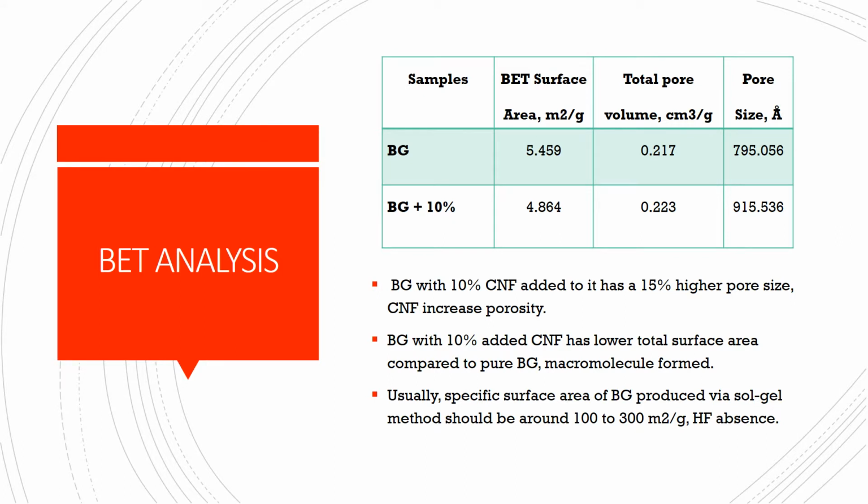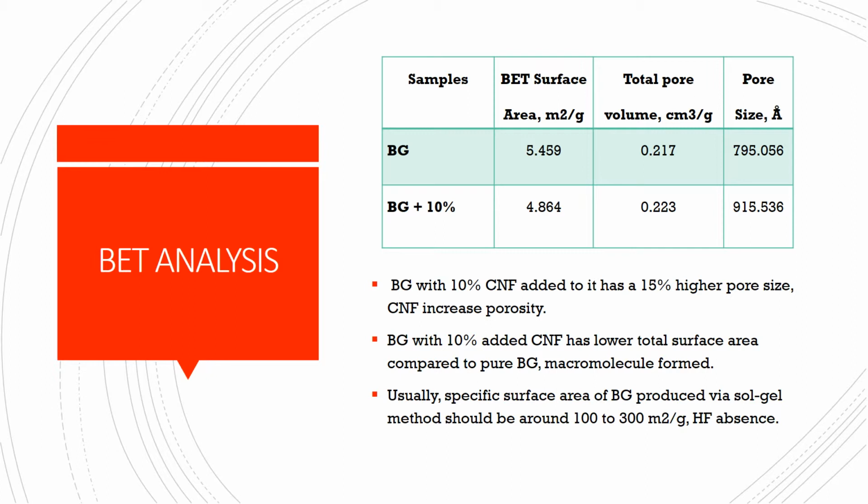As for the BET analysis, it was found that bioactive glass with 10% CNF added had a 15% higher pore size, which proves that CNF increases the porosity of the molecules. However, bioactive glass with 10% added CNF had lower total surface area compared to pure bioactive glass. This could be due to the macromolecule which is formed when the bioglass is attached to the CNF molecules.